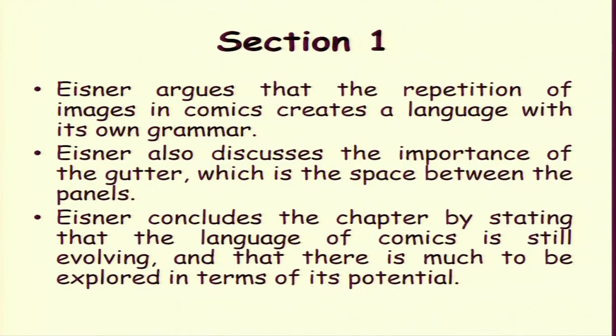Here, in section 1, Eisner is arguing that the repetition of images in comics creates a language with its own grammar. Why section 1 is important for us is this: every form, every drama or novel, everything has its own vocabularies and its own grammar. We need to get hold of its language and its grammar. Eisner also discusses the importance of the gutter, which is the space between the panels. He concludes the chapter by stating that the language of comics is still evolving and there is much to be explored in terms of its potential.